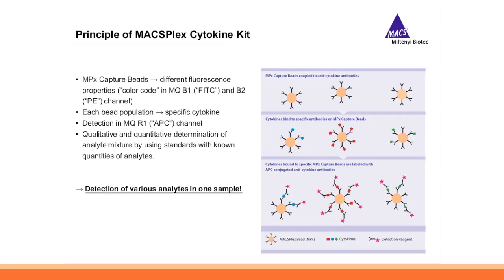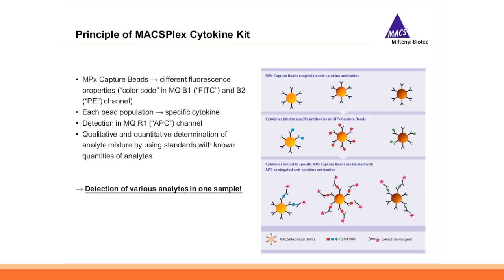So now I'd like to come to the principle of the MACSPlex Cytokine Kits. As I mentioned before, one of our components are the MACSPlex capture beads. Those are bead populations that display different fluorescence properties. We call it a so-called color code, and these fluorescence properties are detected in the MACSQuant B1 and the MACSQuant B2 channel. Those are the channels who detect, for example, FITC or PE conjugates as well. So it looks more or less like this when you look on the right-hand side.